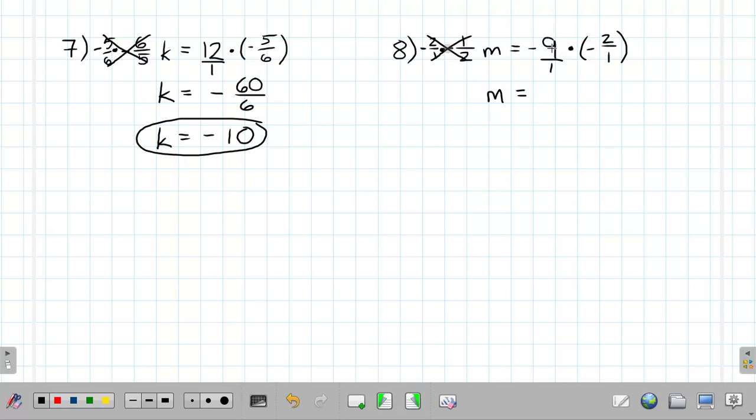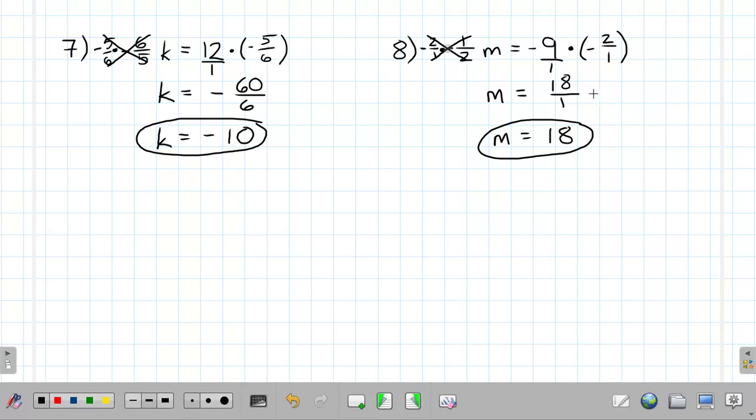Negative times a negative, positive. 9 times 2 is 18 over 1 times 1, which is 1. And we can simplify that: if it's 18 over 1, that's just the number 18. Okay? So that's pretty much one-step equations. You just have one step to do.